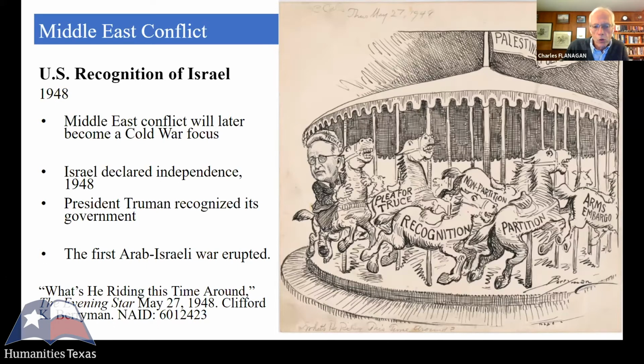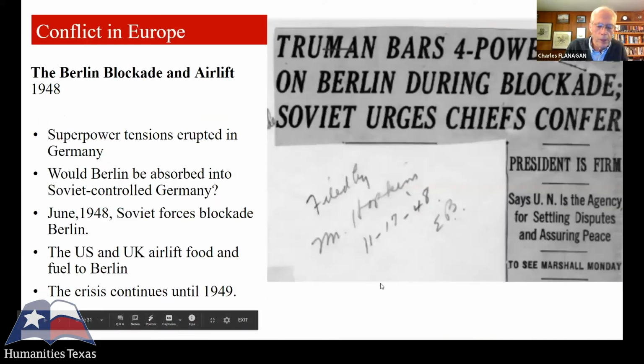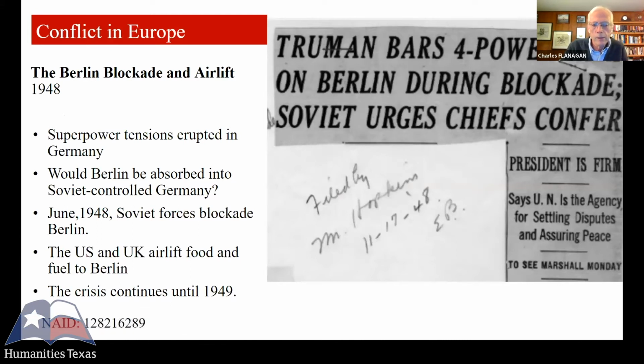This is not part of the Cold War now, but I put this in here because within a few years, the Middle East conflict is going to be kind of a proxy war of the Cold War powers, where the Russians are going to support the Arabs and the U.S. is going to support Israel. But 1948 is the start of that. But we don't have time, Americans, to worry about that conflict in the Middle East, because just at about the same time, the Russians have blockaded their part of Germany.